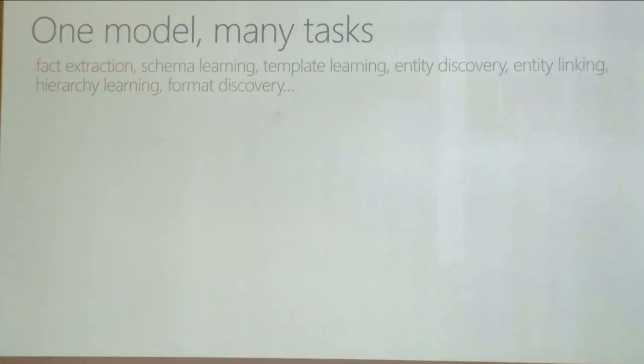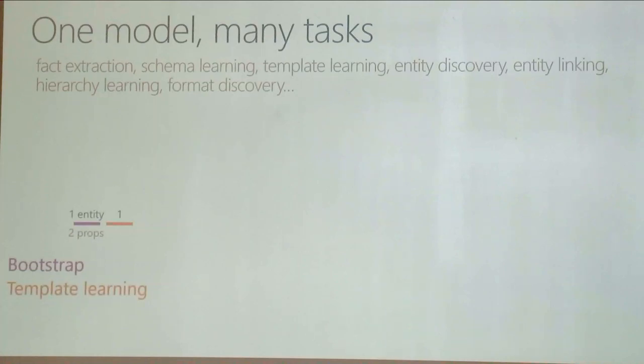Okay, so earlier we saw we had one graphical model, and we could query it in different ways. One probabilistic program, we can query in different ways by different observation patterns. In the Alexandria model, that equates to being able to do different tasks, so fact extraction, schema learning, template learning, entity discovery, etc. And so we bootstrap our learning of schema by, first of all, searching for our training set strings on the entire web, and then we get a set of templates out.